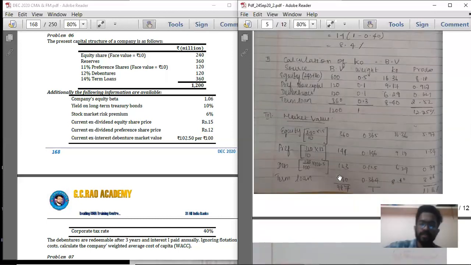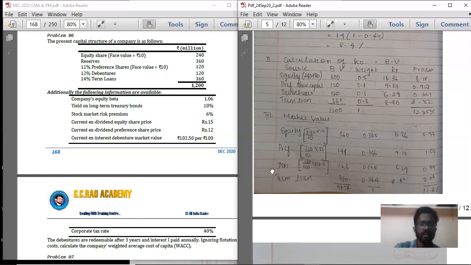Below that, put statement number 3, market value. Same five columnar table. Record source, BV, weights, KS, and product. Source, BV, third column weights, fourth column KS, and last column product. Below that under source, record equity. How much is the market value?